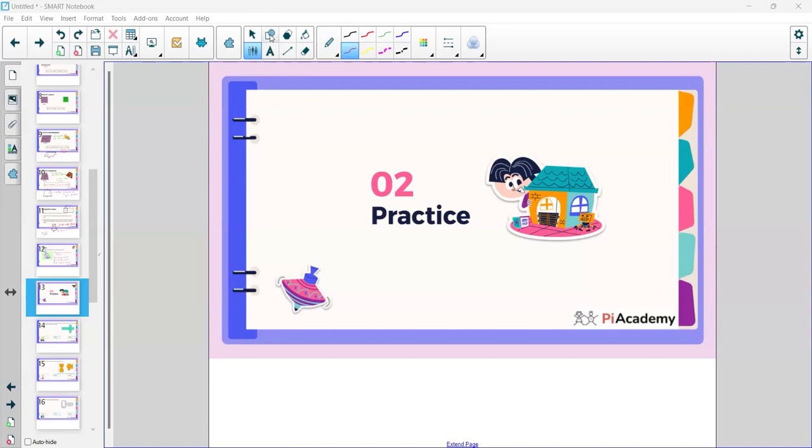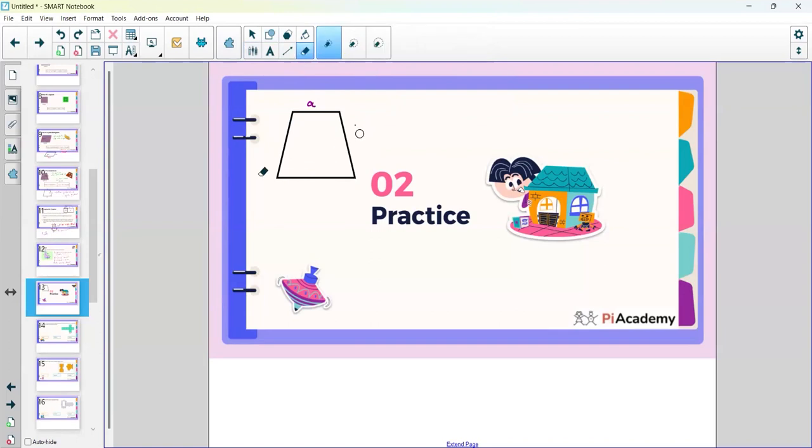For trapezium. Okay, so stay unmuted. So suppose this is a trapezium. Let me name this as A, this is B, this is C, and this is D. Anas, would you like to tell me which of these are the bases of trapezium? A and B. These are opposite parallel sides, which are the bases.